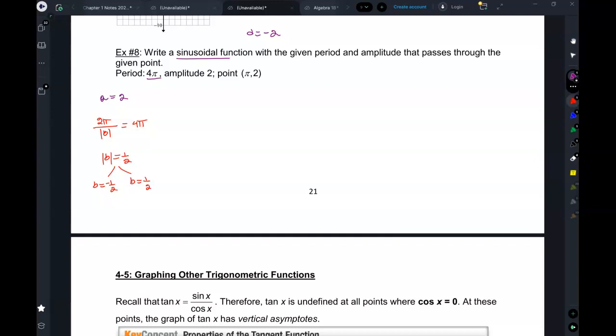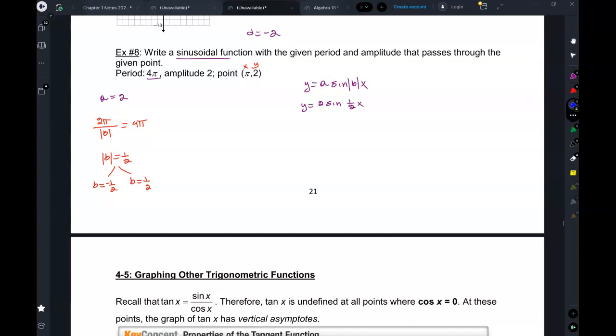Okay, so now we have a point here. That's your x and y. All right, so how would this look? Let's write up a function here. Okay, I'm just going to try this out. Okay, when you put in your amplitude and your 1/2, that's how it looks. Now check to see if when you put in your x and y, it works in here. Okay, so what's y and what's x? X is pi and y is 2.